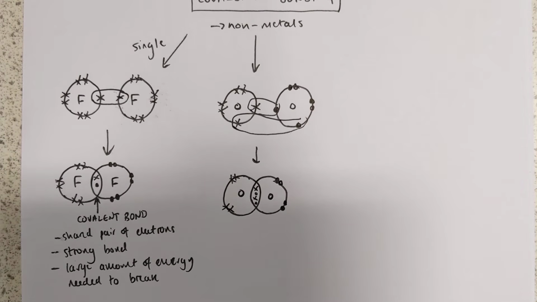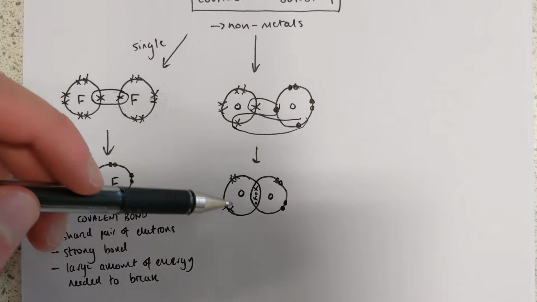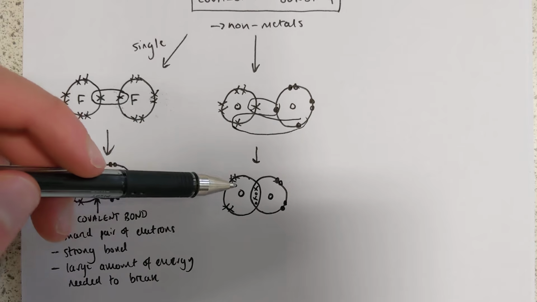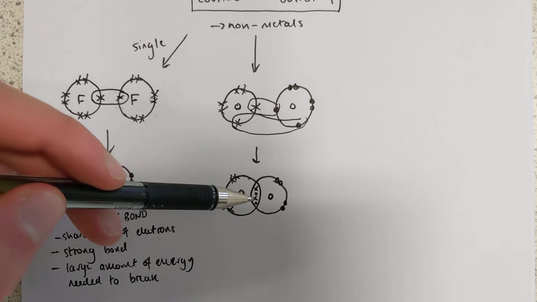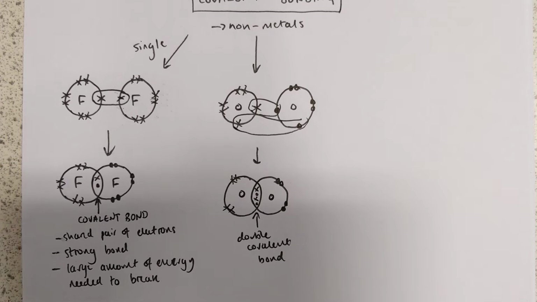So by sharing these 2 pairs of electrons, you've now got 4 in the overlap, or 2 pairs, and that still gives oxygen 8 in total. So 2, 4, 6 and 8, 2, 4, 6 and 8. So oxygen's now happy, it's got that stable full outer shell. In this case, because we've got 2 overlapping pairs of electrons, we refer to that as a double bond. You can also get examples of triple bonds, which you get with elements such as nitrogen.